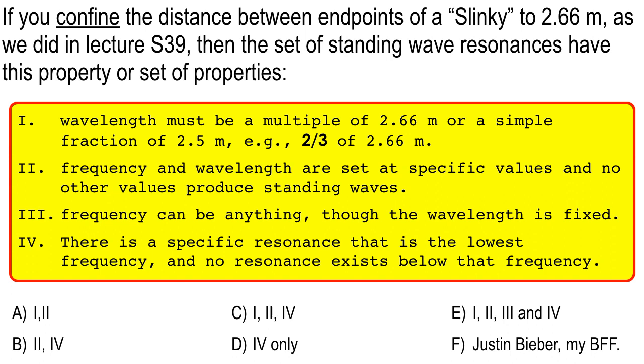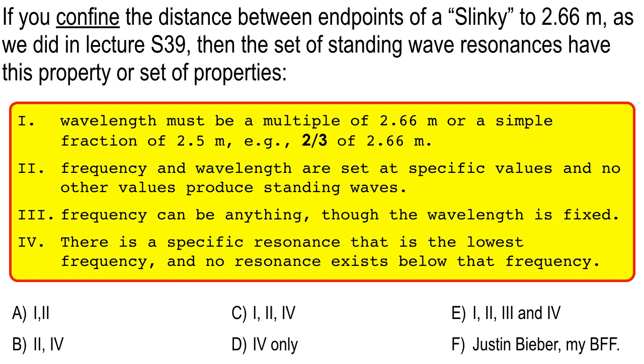So 1 is good, all right? Roman numeral 2, frequency and wavelength are set at specific values and no other values produce standing waves. That is correct. It took Andrew a couple seconds to get the frequency right. That's what he controls, the frequency. He controls how often he jiggles the spring. And that is what controls everything. But certain frequencies, he didn't quite have it right. But when he got it right, you could see it. Right? So 2 is good.